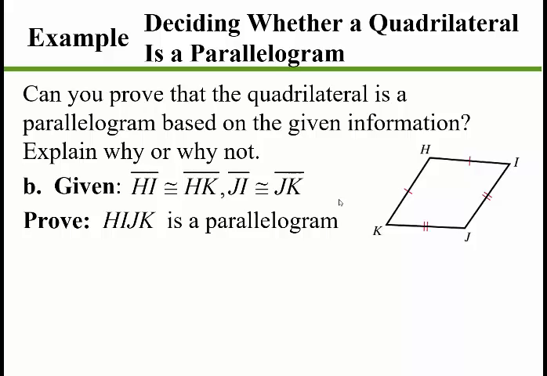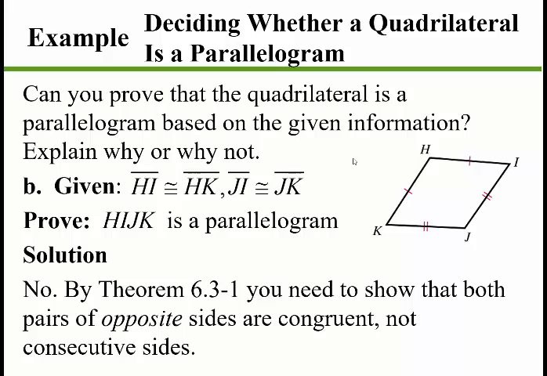All right, let's try this one. Can you prove that the quadrilateral is a parallelogram from the given information? You're given here that KH is congruent to HI, and JK is congruent to JI. Looking at that, can we say that this is a parallelogram? Well, no. By theorem 6.1-3, you need to show that both pairs of opposite sides are congruent, which is not what we have. We have consecutive sides. So in this case, we cannot prove that this is a parallelogram from the given information. It just isn't.